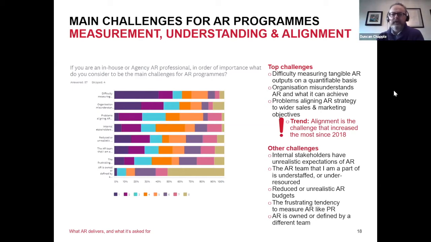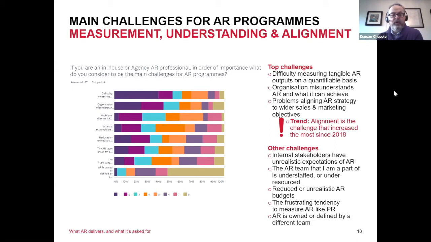Top challenge is difficulty measuring tangible analyst relations outputs on a quantifiable basis. Second problem, the organization misunderstands analyst relations and what analyst relations can achieve. And thirdly, problems aligning analyst relations strategy to wider sales and marketing. Now that is a big riser. In 2018, I think it was 5th or 6th on the list. This year, it's pushed up into 3rd.